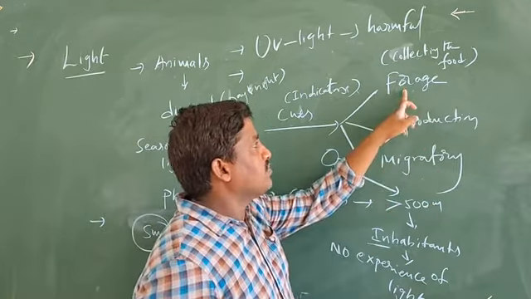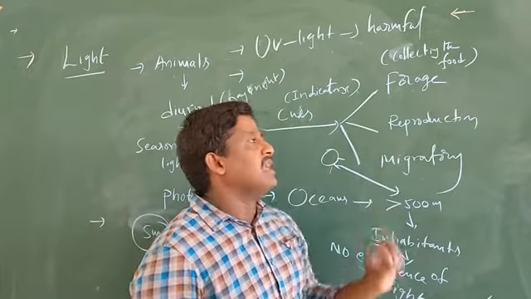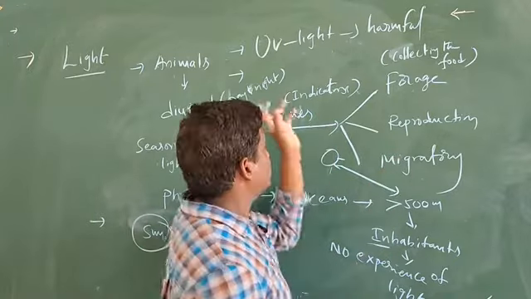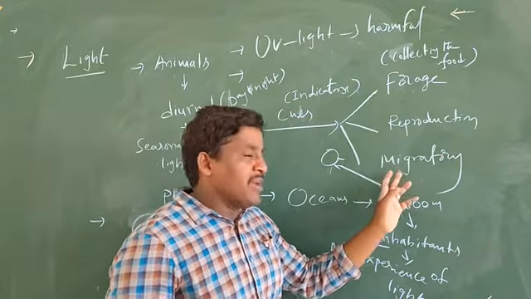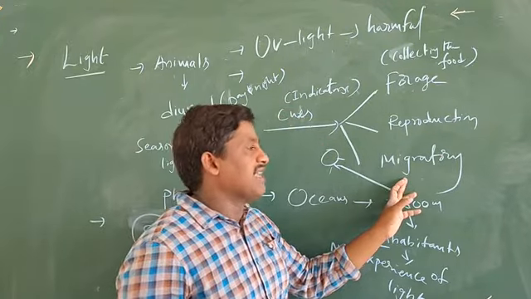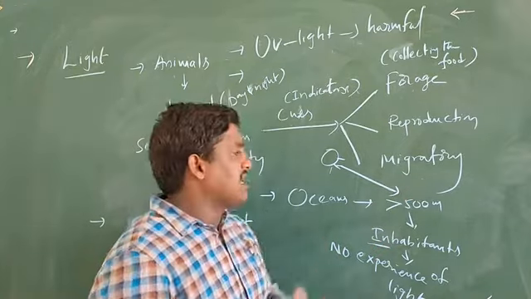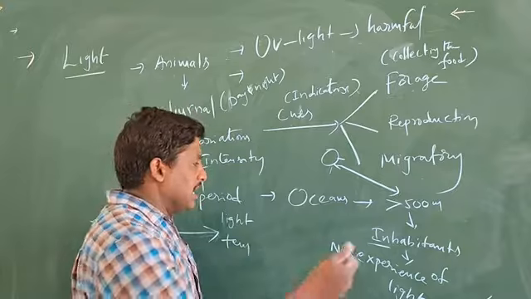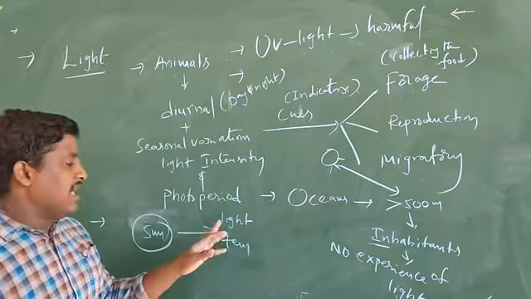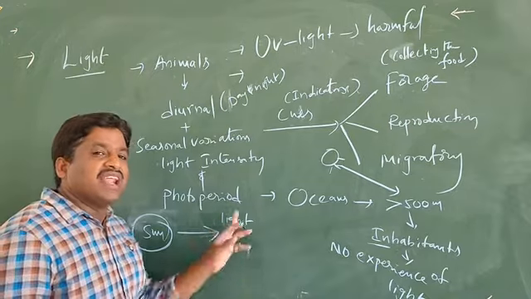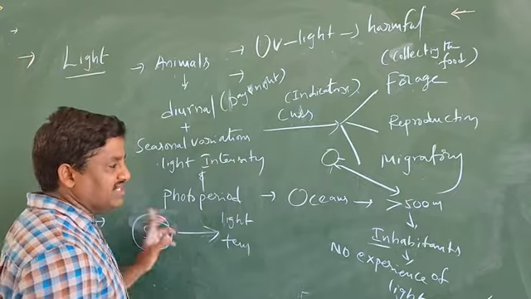Here forage means collecting the food. In such a situation, they are collecting the food, and in such situations reproduction occurs, along with migrating characters. That means they can be transported from one region to another region. Next, one more point, it is the light and temperature. This light and temperature mainly come from the sunlight, that means the sun.